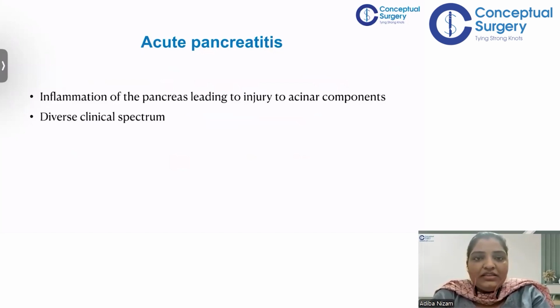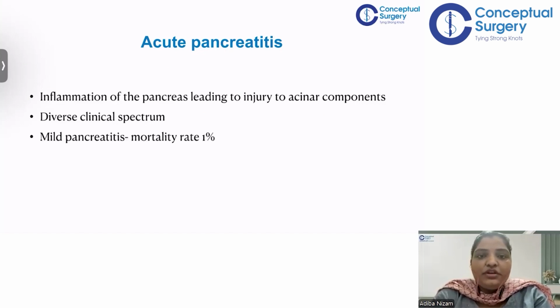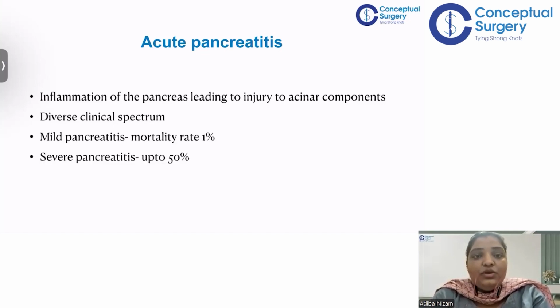As you will see as we progress with the lecture, we'll be classifying pancreatitis on the basis of severity into mild and severe pancreatitis, with the spectrum being so diverse that some patients would improve with just conservative management with mortality as low as 1%, whereas in severe pancreatitis, we can see mortality rates ranging up to 50%. Usually it's in the range of 20 to 30%, but up to 50% mortality can be seen when we are dealing with patients of severe pancreatitis.